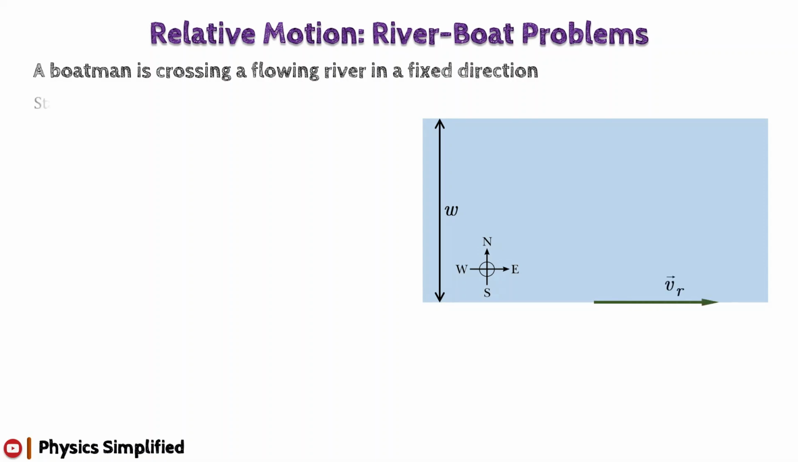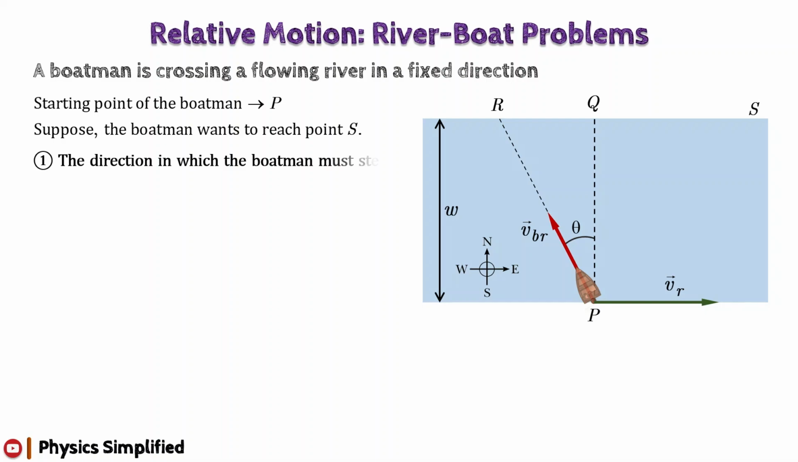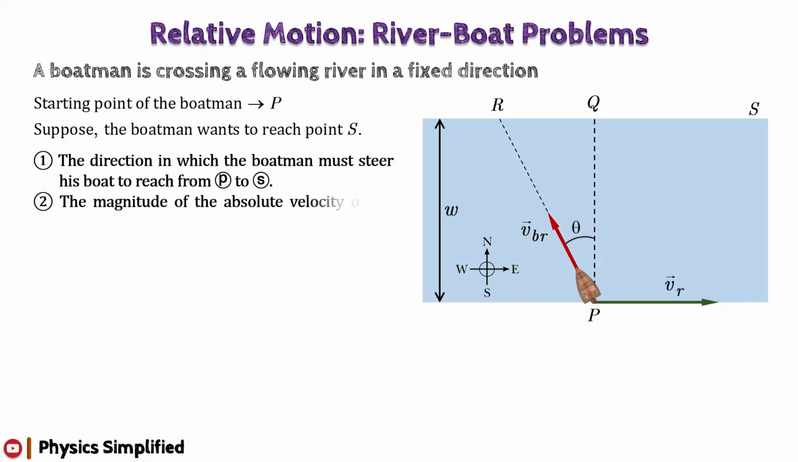The boatman starts steering his boat from point P with velocity vector v_br at an angle theta to the line PQ upstream. Suppose the boatman wants to reach point S on the other bank of the river. In this type of a situation, we generally face the following two cases. In the first case, we need to find the direction along which the boatman needs to steer his boat in order to reach point S starting from point P. In the second case, we need to find the magnitude of the absolute velocity of the boatman during his journey.